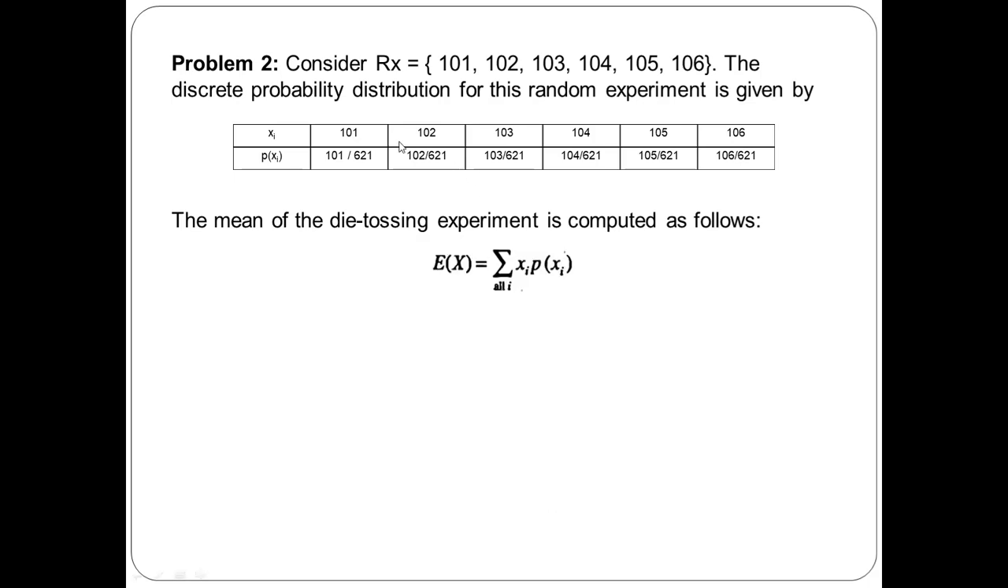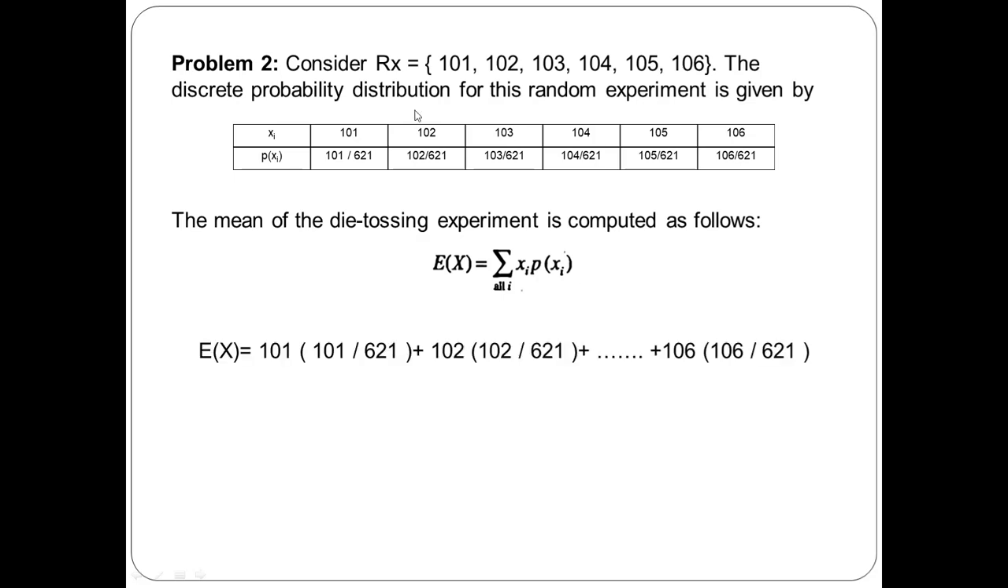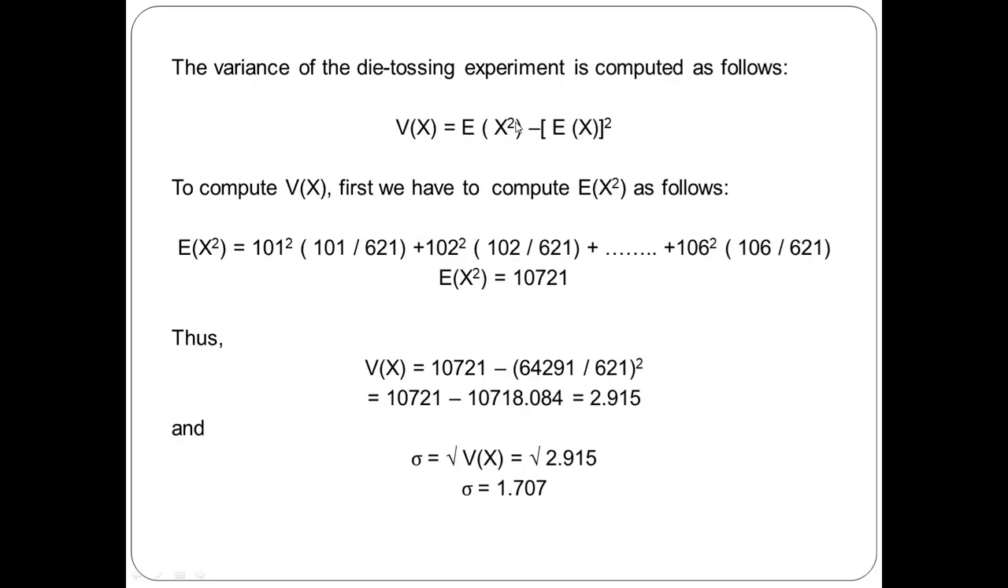In the second example we have these terms, again we will use the same formula, 101 into 101/621, 102 into 102/621, the 621 is sum of all the value of x. Okay, and then after computing this we will get the answer of e of x is 103.52.